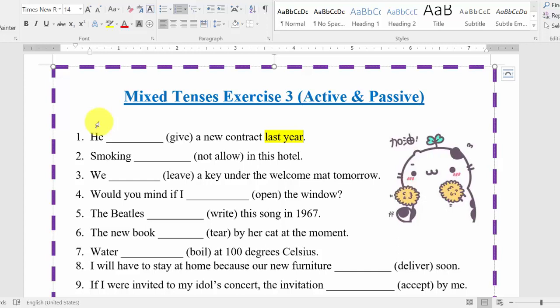When you use give in an active sentence, then you should give something to someone, right? Since there's no to in the sentence, he's not giving anything to anyone. It means that it should be a passive sentence. This contract was given to him. He is the one who received the contract. So your answer should be he, past tense, passive voice format, was, PP, was given. So, he was given a new contract last year.